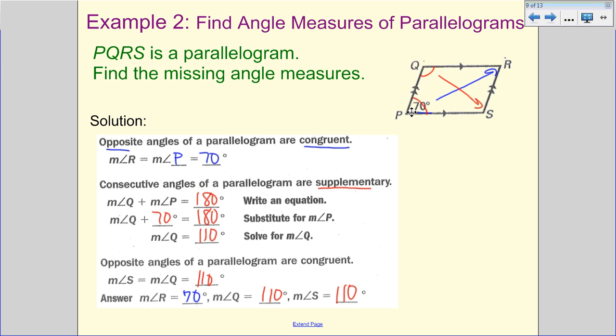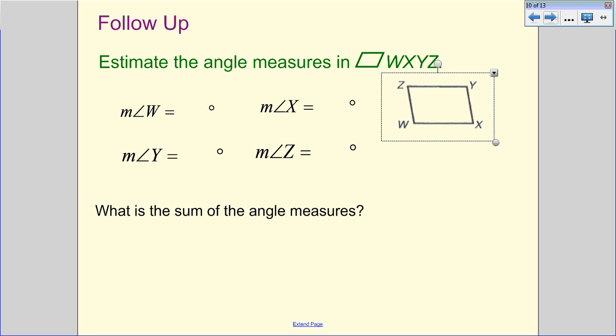All right, let's take a look. Follow-up. Estimate the angle measures in parallelogram WXYZ. What we are going to do is we will do it in class, because I want to give you guys a chance to work on using the protractor. So we'll do that one in class on Monday.